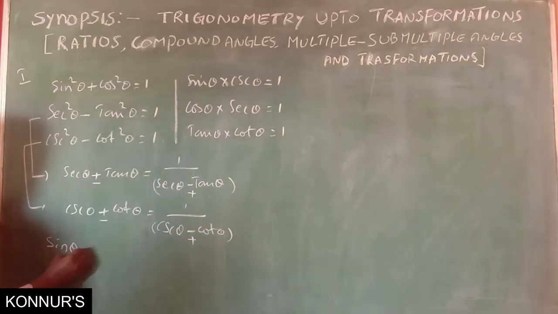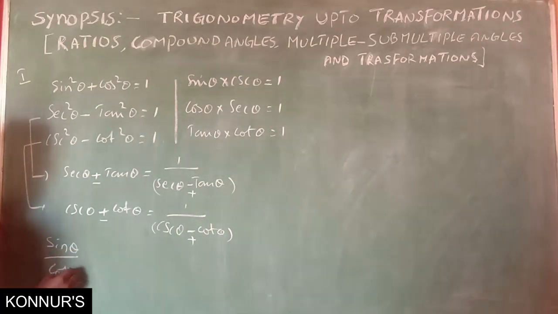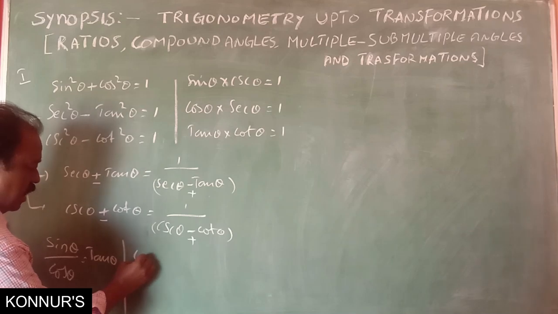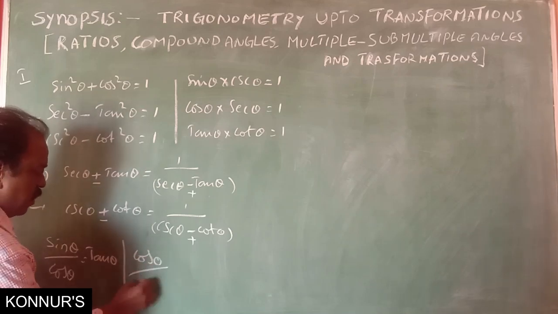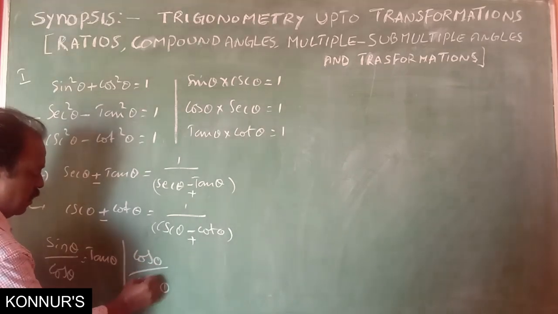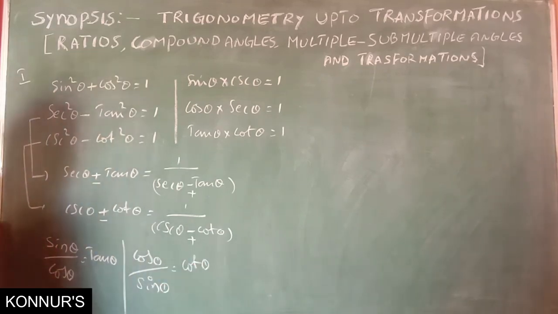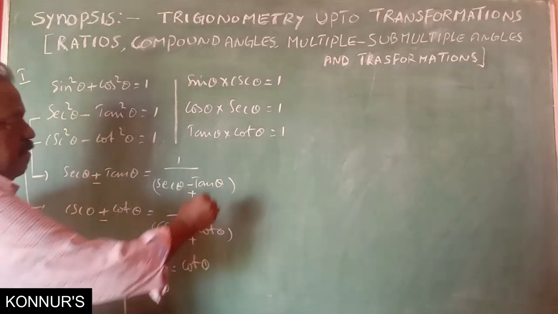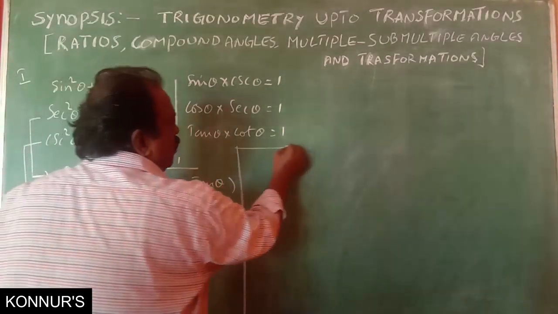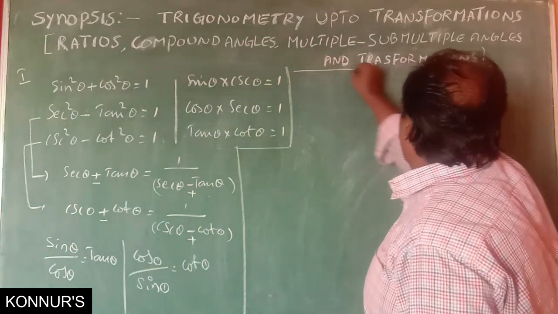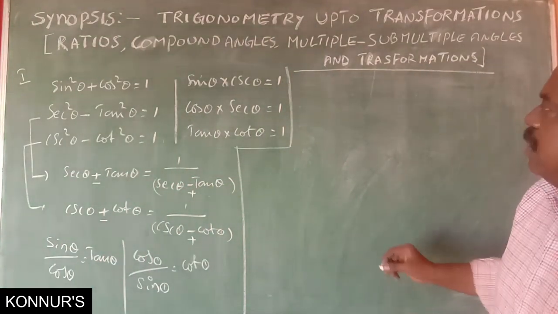We know it: sin theta by cos theta is equal to tan theta. Next, cos theta by sin theta is equal to cot theta. We know it well. You see, these are all regular formulas, not needed. I want to finish here only.